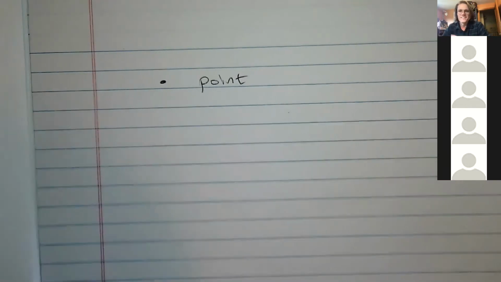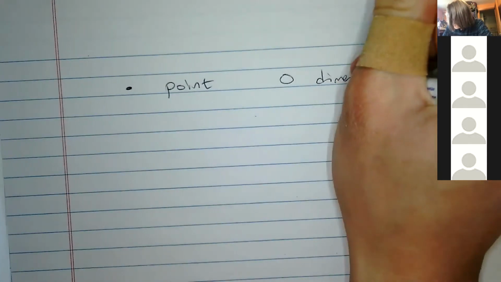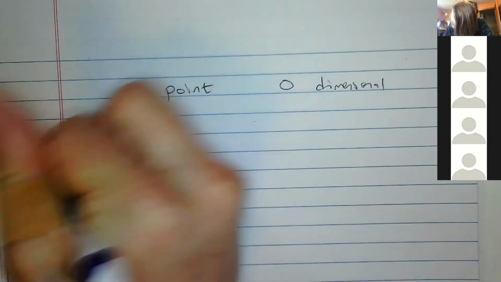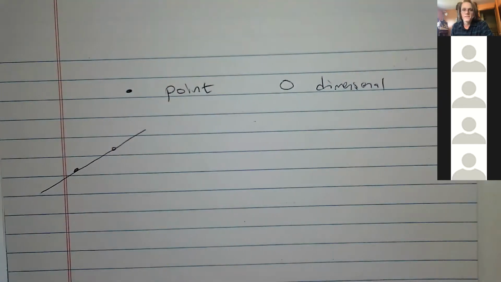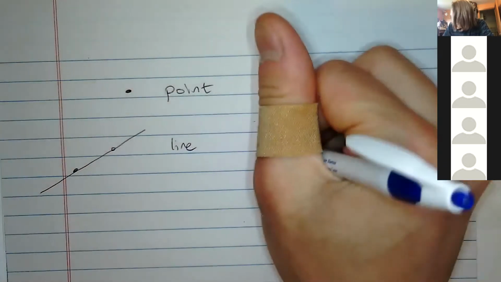A point, as I said, is literally a pinpoint. It's the location. It has no dimensions. We'd say it's zero dimensional. Right? And then a line, you take 2 points and connect the dots. That's a line. It's one dimensional.